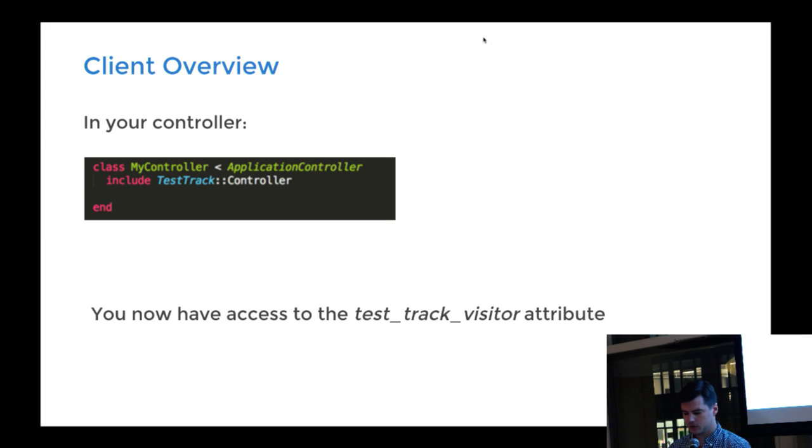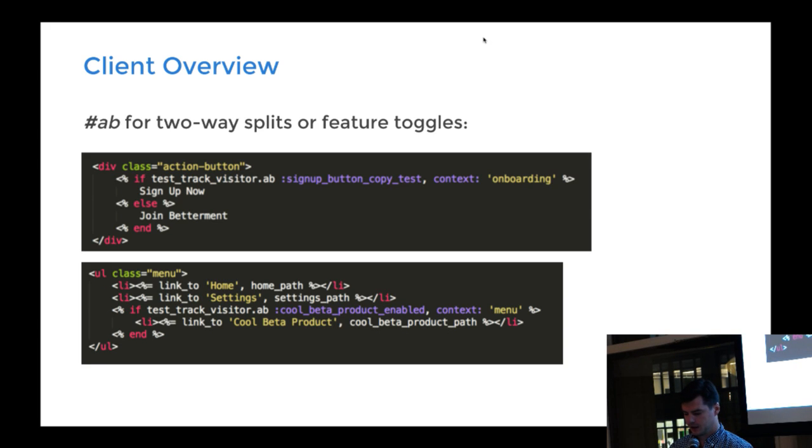So, quick client overview. Most of us use it in controllers. There are some ways to use it outside of controllers, but we found that most of what we need it for is in controllers. So there's this nice little mix-in, TestTrack controller, and it gives you access to this TestTrack visitor attribute, off of which hang the functions you need to see what split the given user is in. And that looks a bit like this.